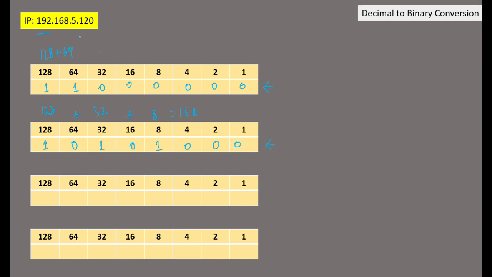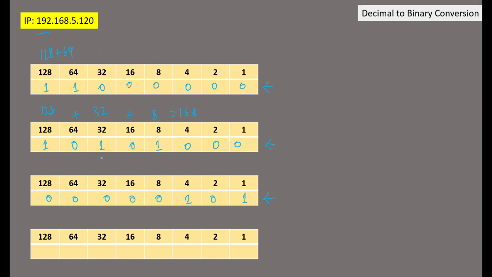Now, what about 5? If you look at this chart, it is very obvious that 4 and 1 is equal to 5. So I will just turn 4 on and 1 on, and I will turn all the other bits off. So this is the easiest one, and this is the binary representation of 5.